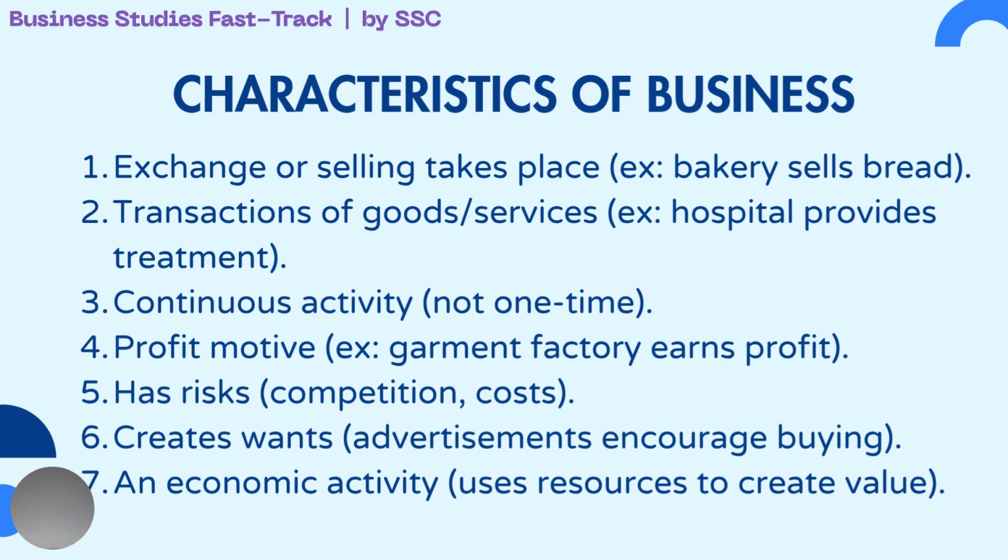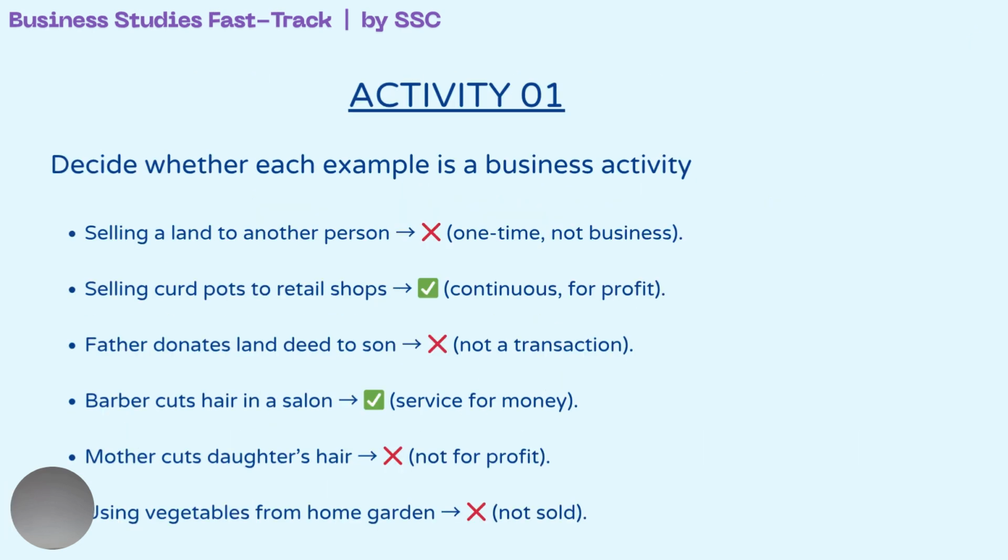Fourth, there is always a profit motive. Fifth, risks are involved such as competition and cost. And finally, business even creates new wants through advertising. At its core, business is an economic activity that uses resources to create value. It's really important to understand these characteristics as well as remember them when we answer the questions for our advanced level examination. So in here you have a small activity.